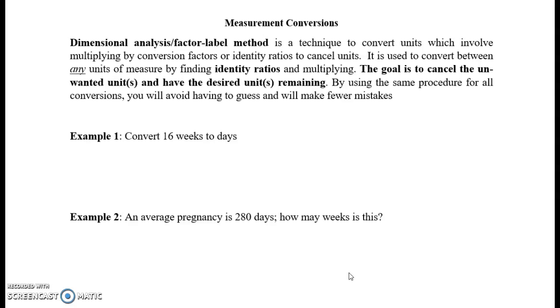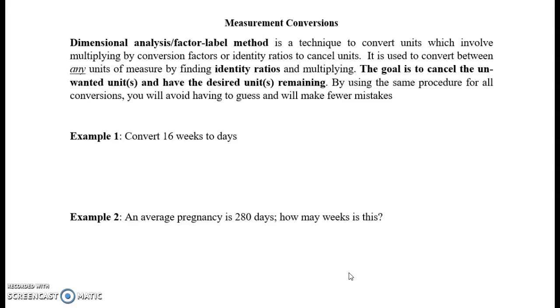This is the technique we're going to use for all our unit conversions. It is used to convert between any units of measure by finding identity ratios, another name for which is conversion factors, and multiplying. The goal is to cancel the unwanted unit and have the desired unit remaining. By using the same procedure for all conversions, you avoid having to guess and will make fewer mistakes. So let's start with these examples.